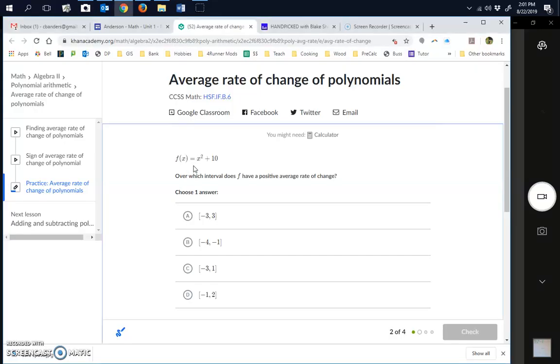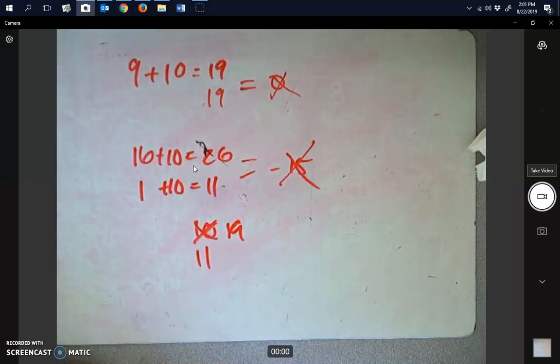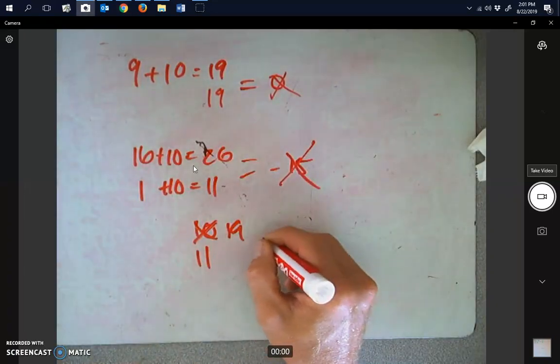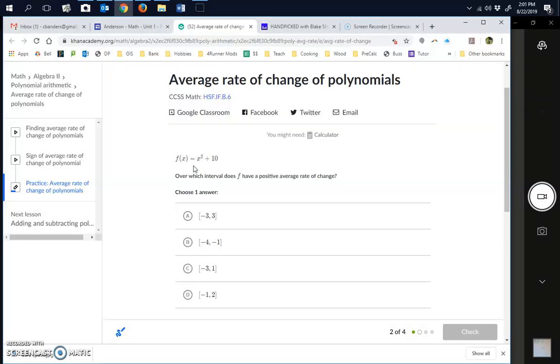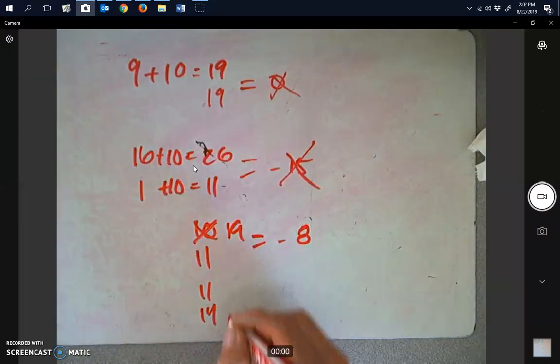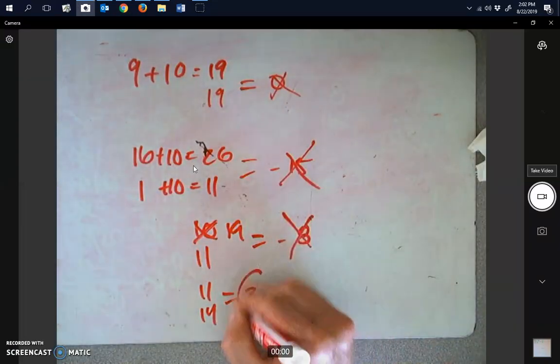C, -3 squared is 9, plus 10 is 19. 1 squared is 1, plus 10 is 11. Oh no, sorry, I messed up. Sorry, the first one was wrong. 3 squared is 9, plus 10 is 19. There we go, 19 to 11, which would give us a rate of change of -8. So the last one must be right. -1 squared is 1, plus 10 is 11. And then 2 squared is 4, plus 10 is 14. So we're going from 11 to 14, which is +3. And that's our answer.